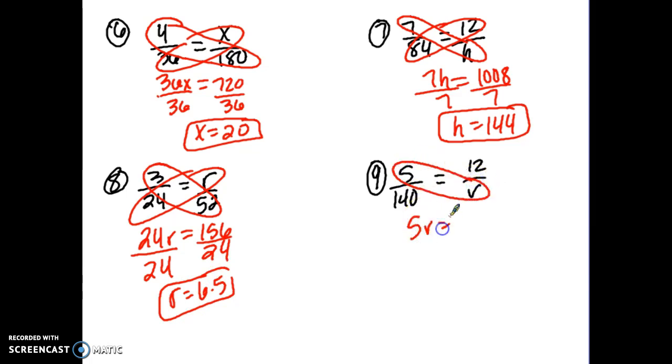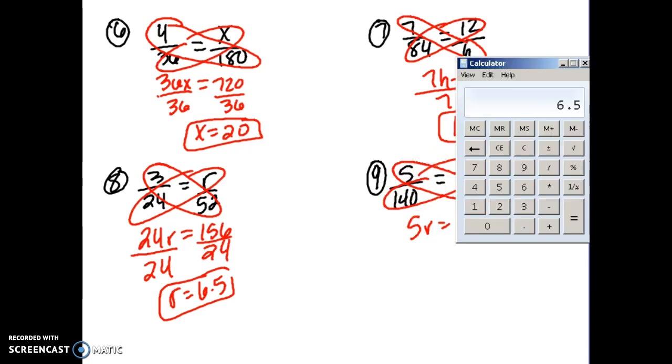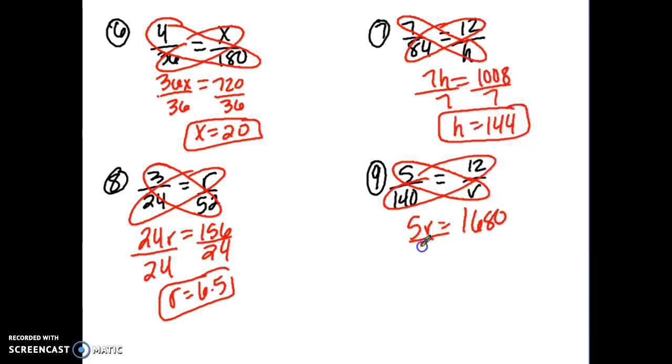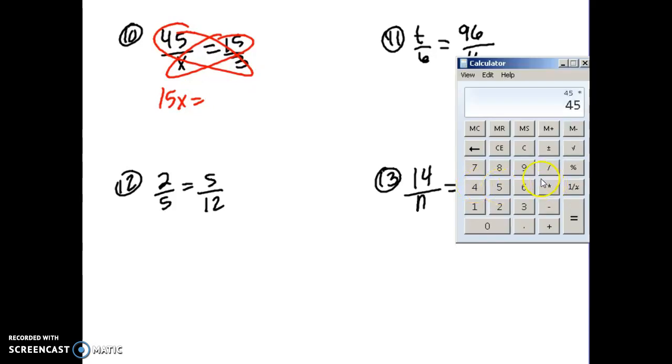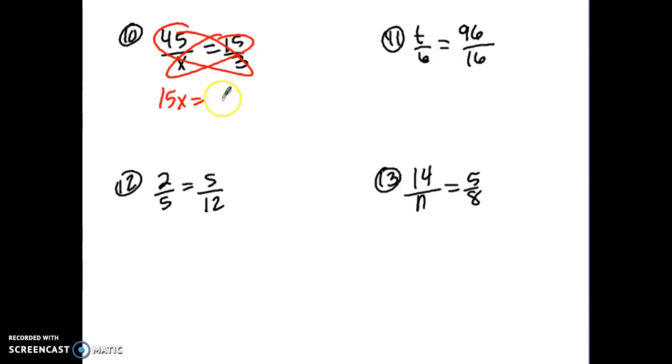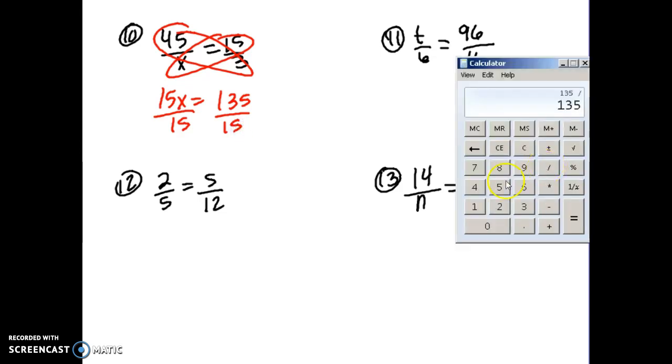5 times V is 5V. 140 times 12 is 1,680. Divide by 5. R is 336. Number 10, 15 times x is 15x. 45 times 3 is 135. Divide by 15. And you get 9.